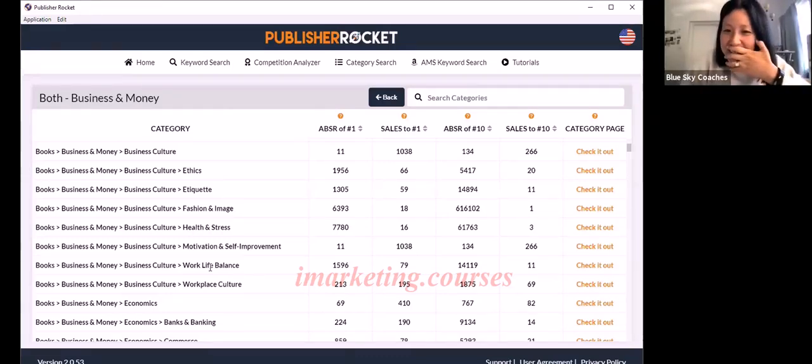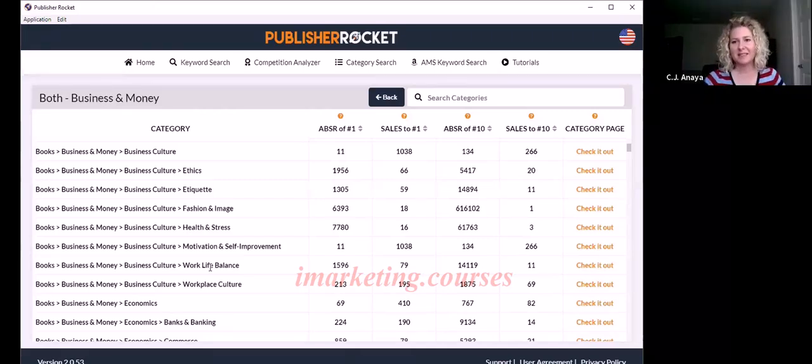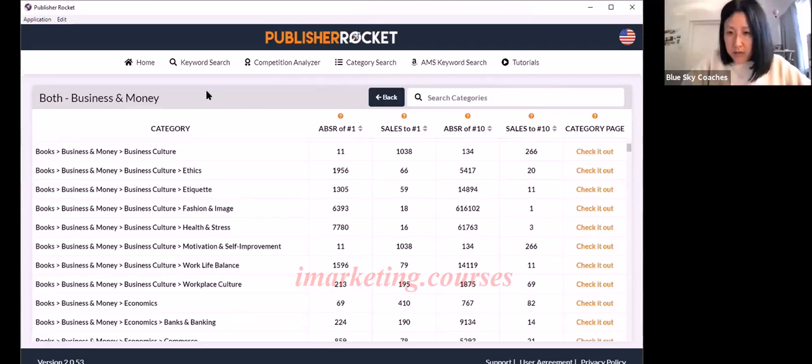Perfect. And I think that's pretty much it as far as the way to navigate this. Again, go to these tutorials to get clearer on it, and then practice, a lot of practicing.